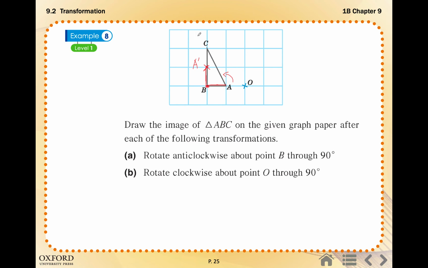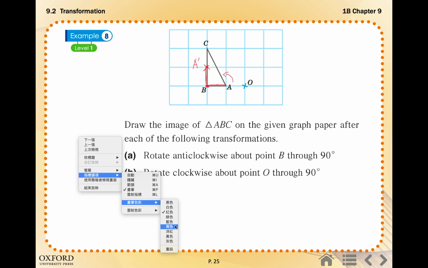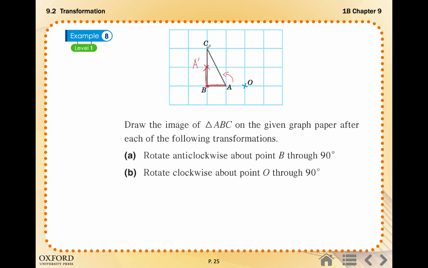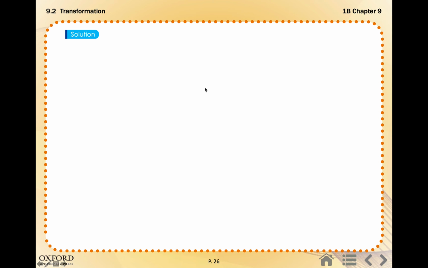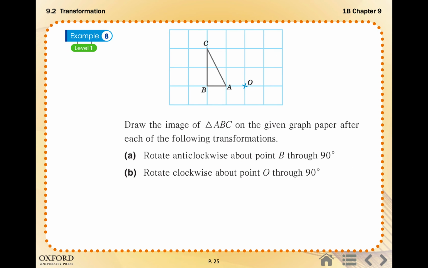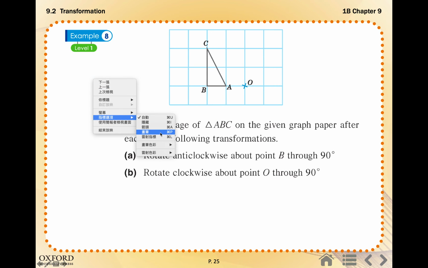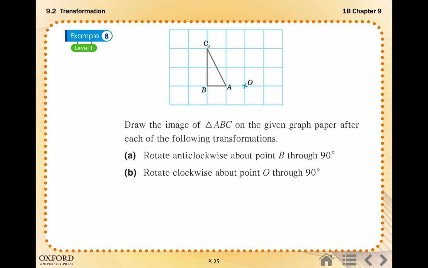And do the same for point C. Point C, also try to draw a line. Now I may use different color. Try to draw a line to join point C and the center of rotation. That means CB. And for the length of CB, that is 2 units. And also you have to rotate. Okay, I may draw again for the line here.